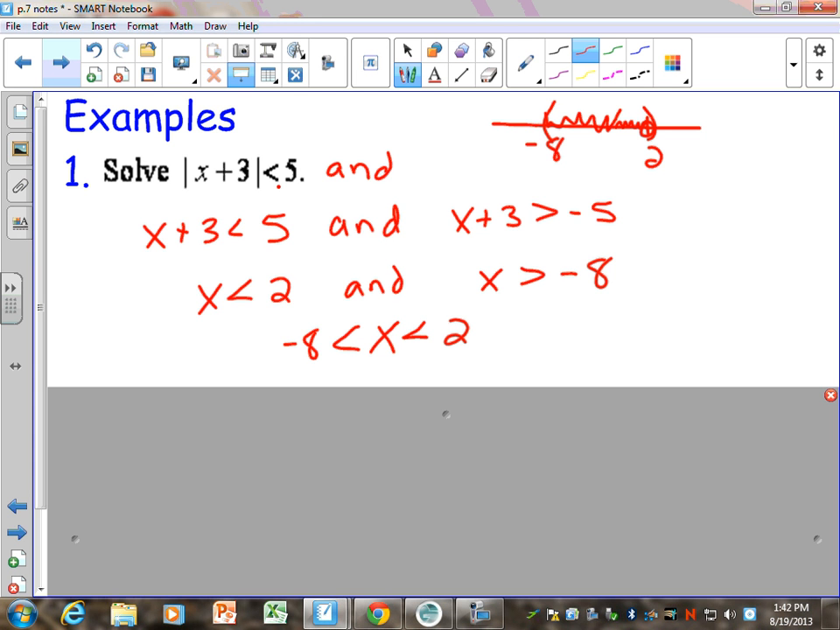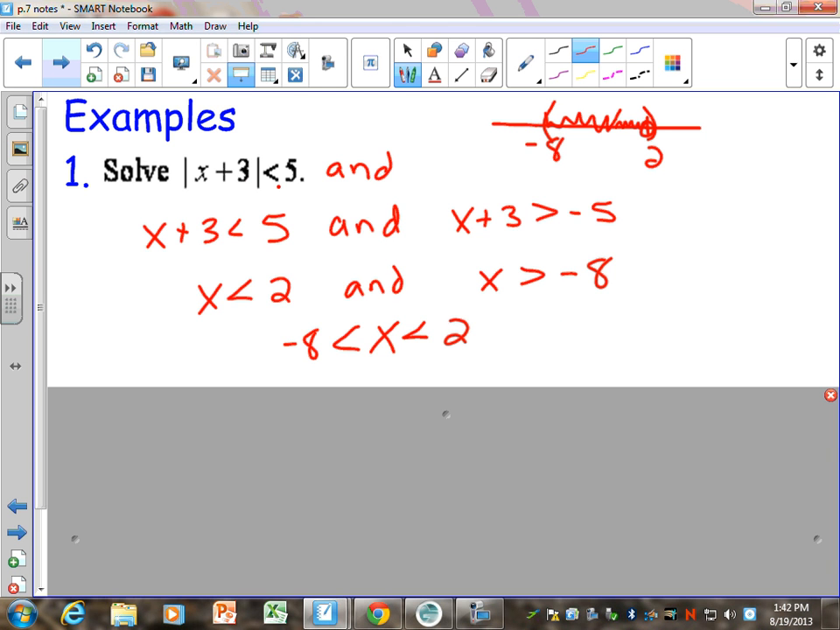I don't care if you write it like that or not. What I want you to do is write it in interval notation. So how can I take this and write it in interval notation? Like we did on P1 day with my brackets and my parentheses, and my big hint is right here. What am I doing here? Okay.